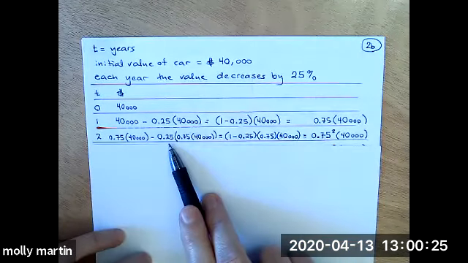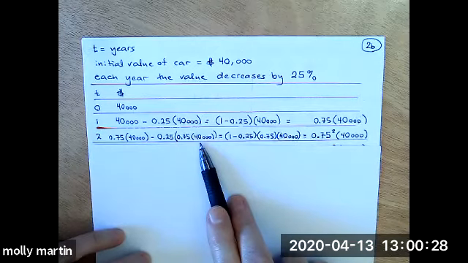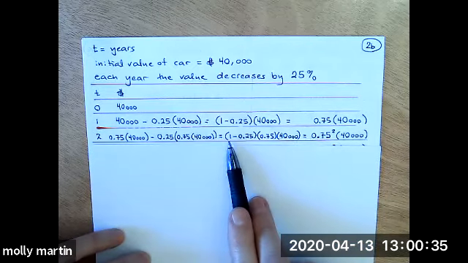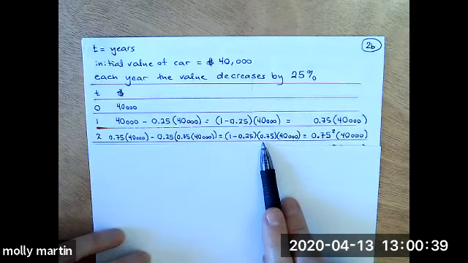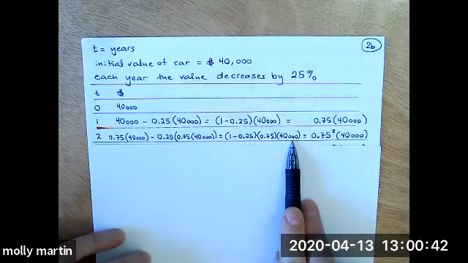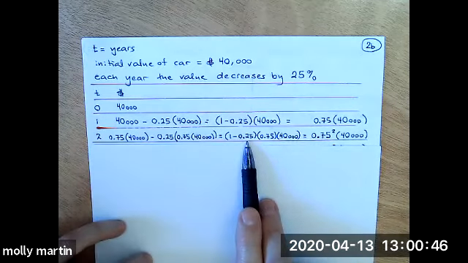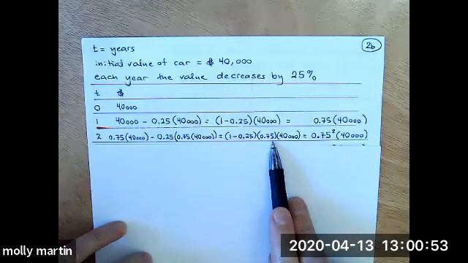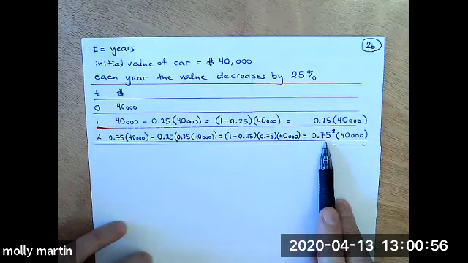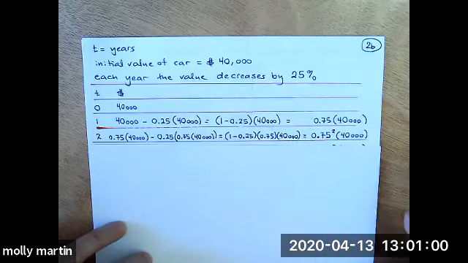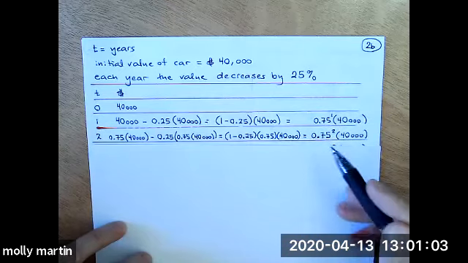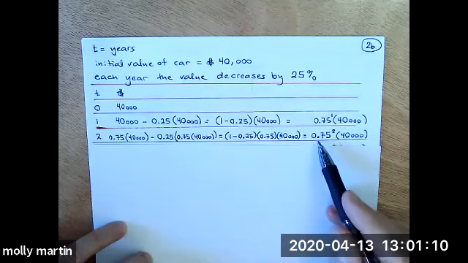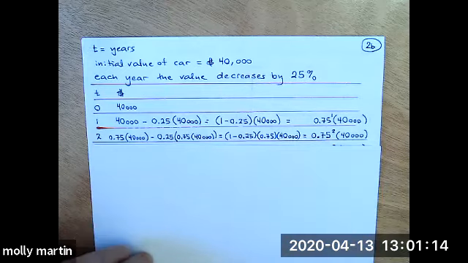And then it decreases by 25% of that amount. So we have one of these. We take away 25% of this. So that's 1 minus 0.25 times 0.75 times 40,000. But 1 minus 0.25 is equal to 0.75. So that's 0.75 times 0.75, which is 0.75 squared times 40,000. So at the end of 1 year, it's 0.75 to the 1 times 40,000. After 2 years, it's 0.75 squared times 40,000.